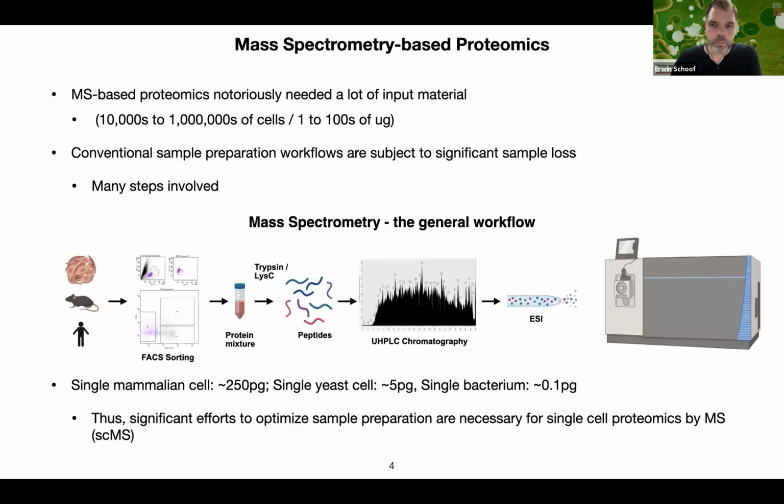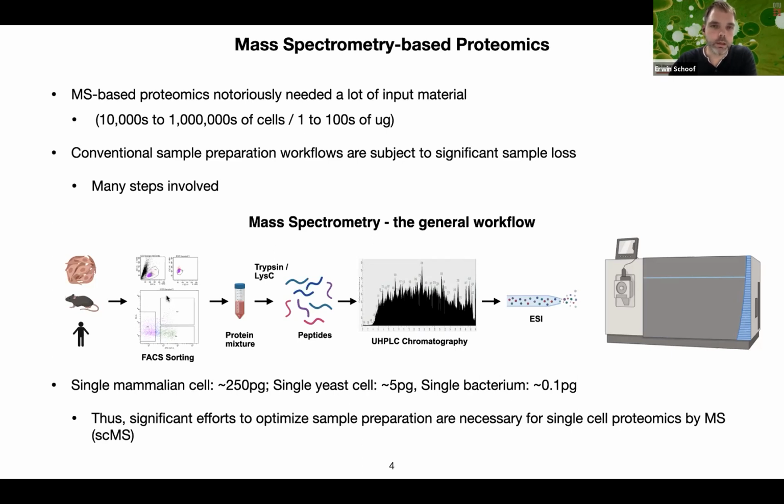Most people here at HUPO will be very aware of this, so I can go quite quickly through it. Really, it's been this transition from where mass spec-based proteomics needed a lot of material, several microgram if not more for PTMs, and these conventional sample preparation workflows are subject to significant sample loss, given all the steps involved. For single cell, we have to minimize all the sample loss and maximize the reaction kinetics by downscaling in volume, and I'll get back to that.